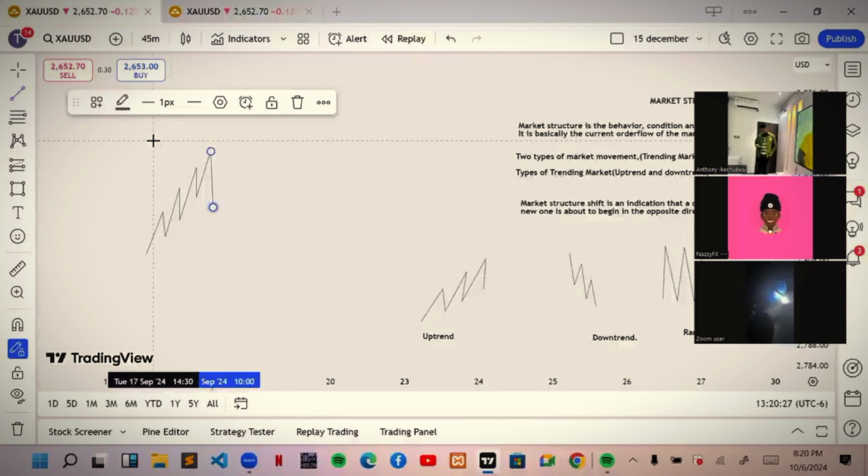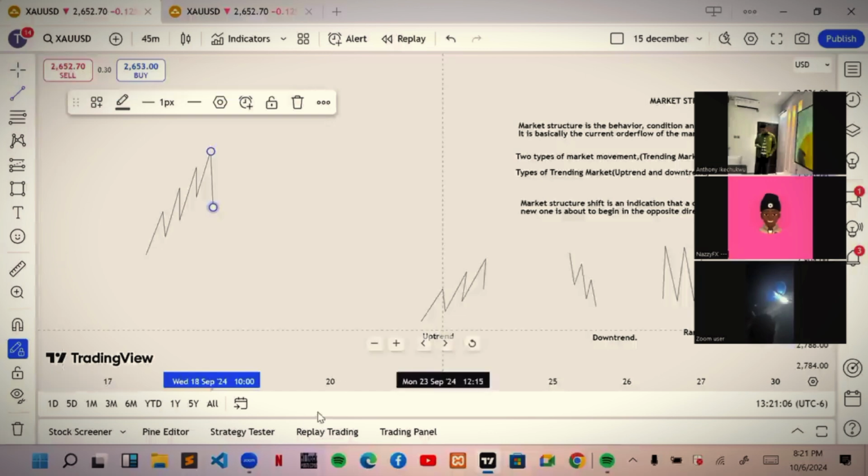The previous trend that the market was on would not be maintained. It's an indication that this is no longer an uptrend, but the market is now turning into a downtrend. So if you were taking buys previously and you witness a market structure shift, what you should be looking out for is now sells. This shift right here is an indication that the current uptrend is about to end and the new trend, which is a downtrend, is about to begin. That's why I said it's an indication that the current trend is about to change and the new one is about to begin in the opposite direction.